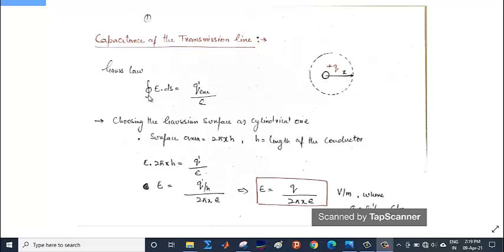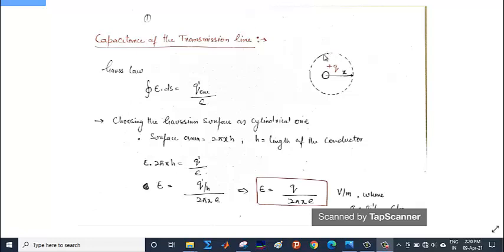So we know that from Gauss's law, the closed integral over the surface, that is E dot ds, will be equal to the charge encircled divided by epsilon, where this q dash is the charge encircled by this Gaussian surface. So we have here chosen the cylindrical surface as the Gaussian surface. The surface area of this will be equal to 2 pi x into h, where h is the length of the conductor. So when we open this up, it will be E dot 2 pi x into h.